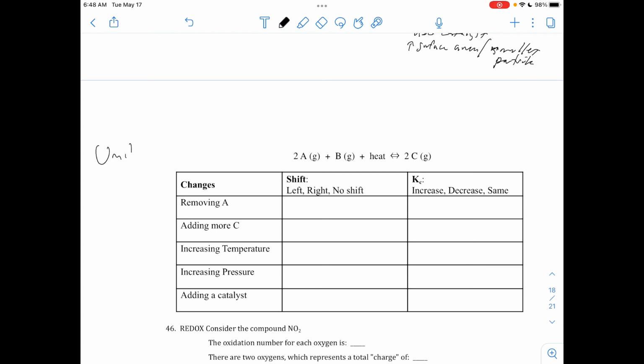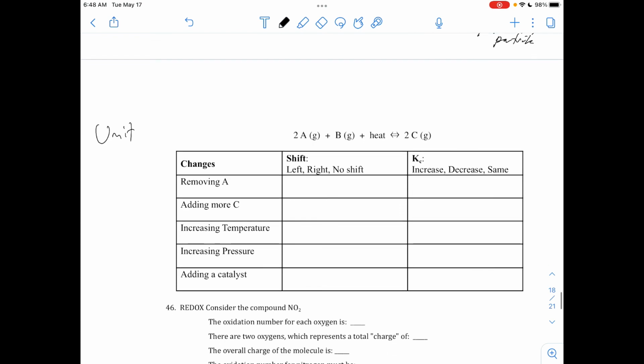Okay, this is unit 12, equilibrium. This is Le Chatelier's principle. Looking at this chemical reaction, remember it's kind of like a balance, right? If I were to remove A, it would kind of shift it this way. If I took off weight from the left side of this reaction, the balance would kind of angle this way. So in order to restore balance, it's going to shift to the left to bring it back into equilibrium.